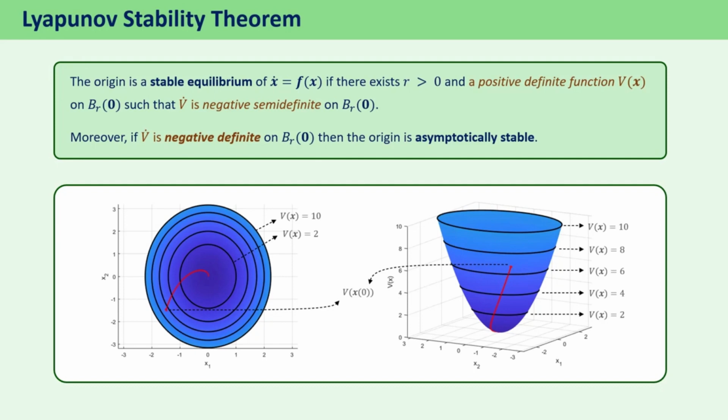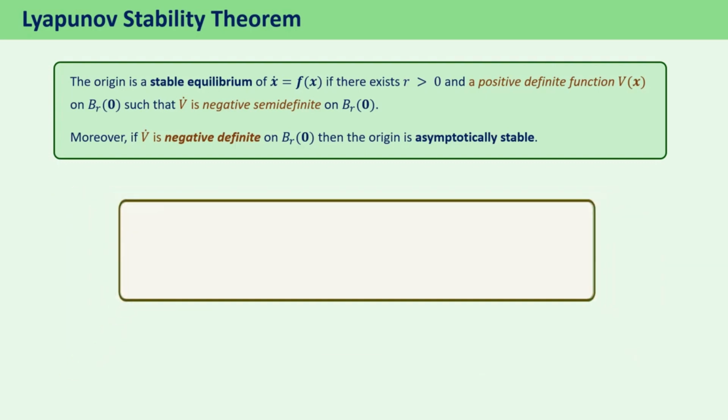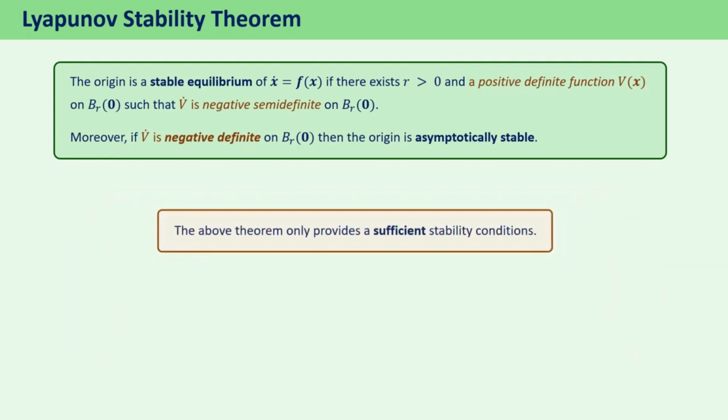So, if we couldn't find a locally positive definite function V such that V dot is locally negative semi-definite or negative definite, can we conclude the origin is not stable or not asymptotically stable? The answer is no. Lyapunov stability theorem only provides sufficient conditions for stability. If we couldn't find a function that satisfied the conditions of the theorem, we cannot draw any conclusion on whether the origin is stable or not.